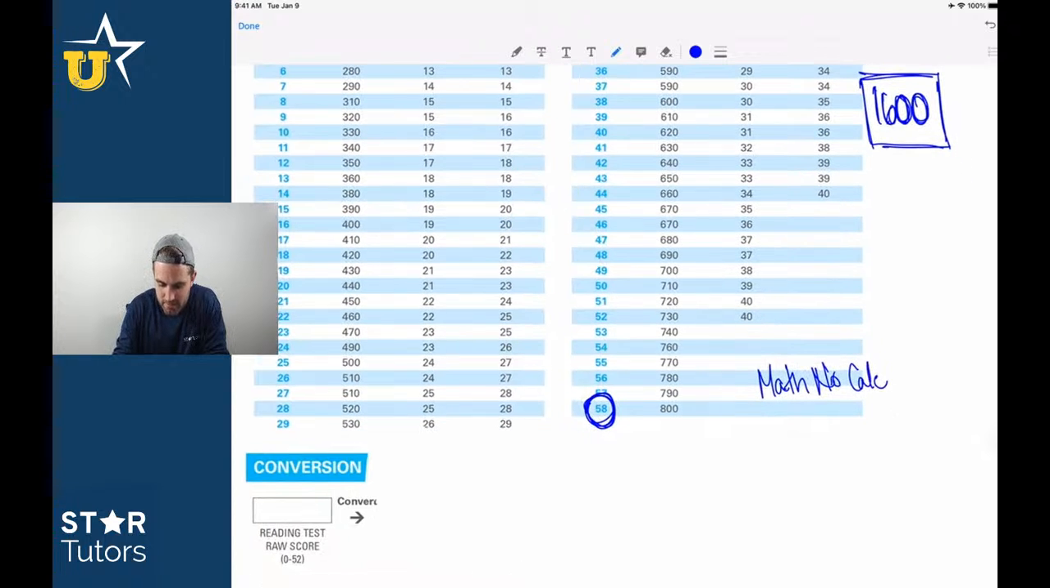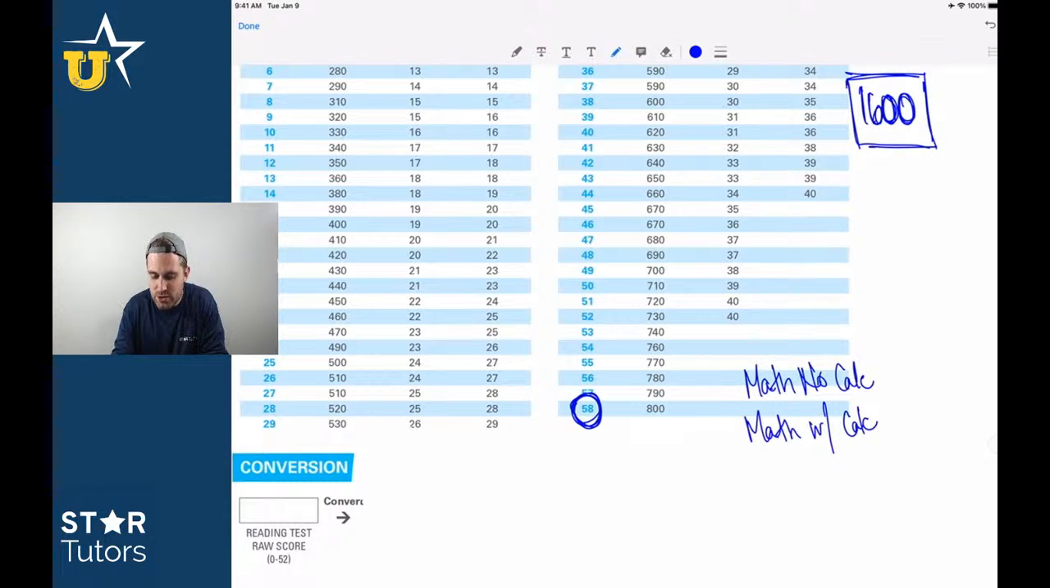math no calc, math with calc, are just a combined score. I'm sure most of you know this, but let's break down what that would mean. So you have 20 questions on the no calc, and you have 38 questions in the calculator section.